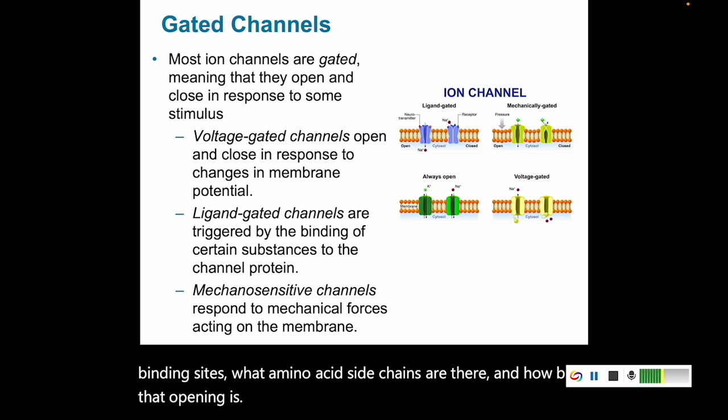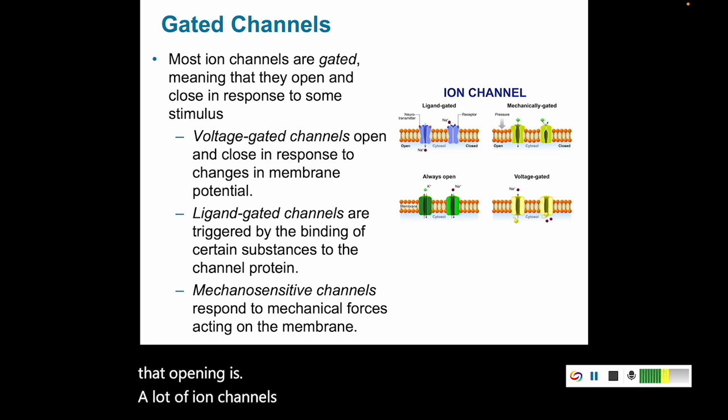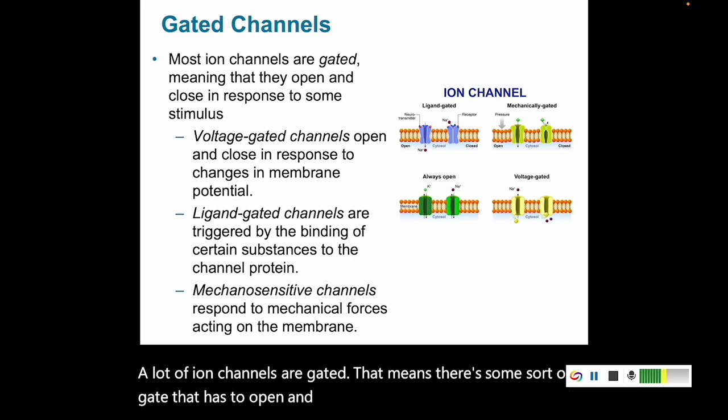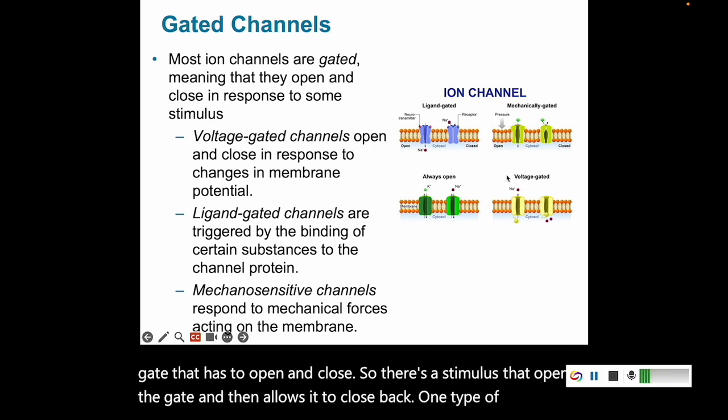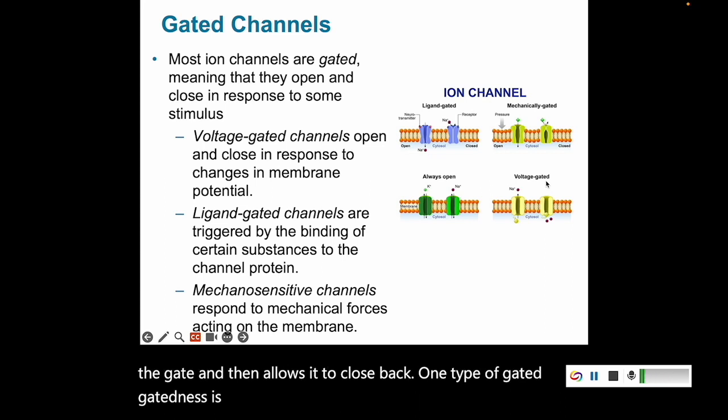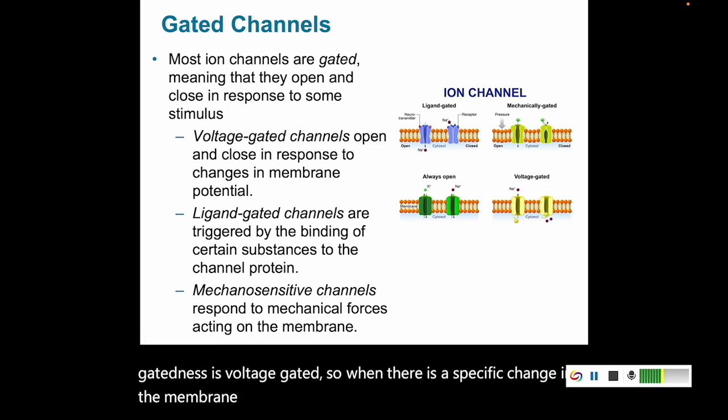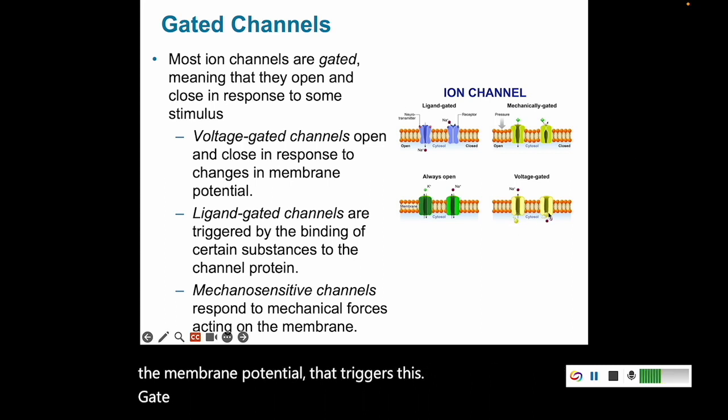A lot of ion channels are gated. That means there's some sort of gate that has to open and close. So there's a stimulus that opens the gate and then allows it to close back. One type of gatedness is voltage gated. So when there is a specific change in the membrane potential, that triggers this little gate here to either open or close, which allows sodium to exit or come in or be trapped.